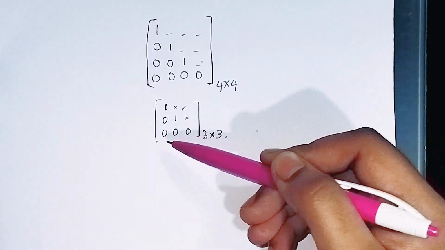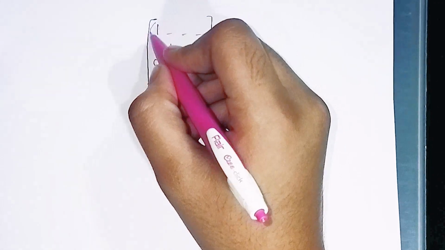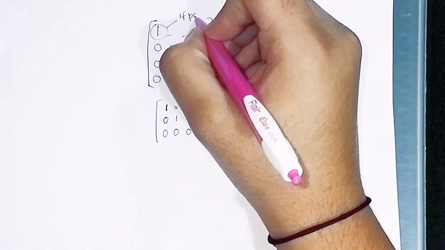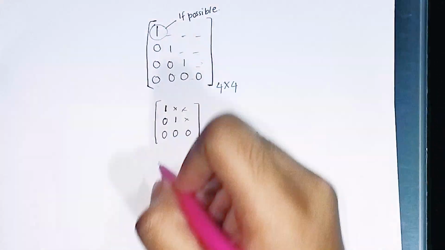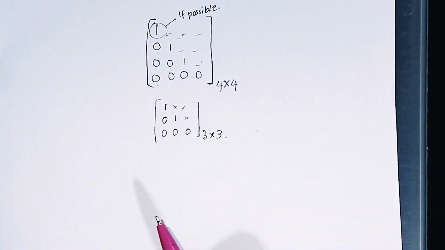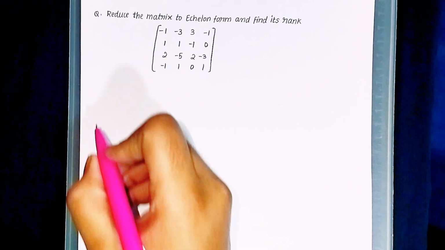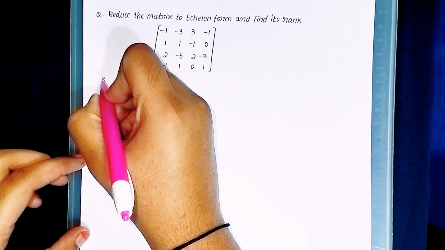In order to make the calculations easier, we have to make the first row, first column element as 1 if there are any possibilities. If not, you can write the same number as it is. By using those numbers, we will be making 0 below. Now let's try to understand the echelon form and find the rank of the matrix by taking the help of this question as an example.